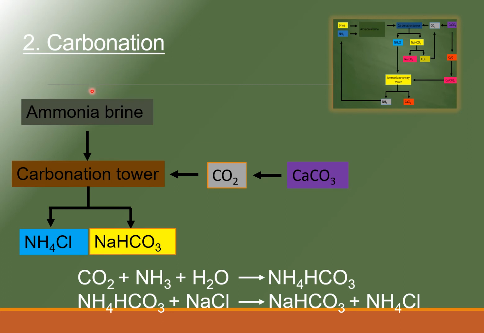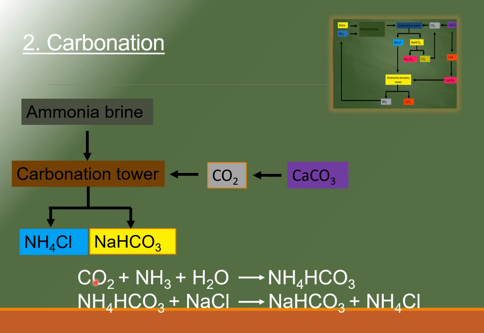The second step is the carbonation. In this step, ammoniacal brine is fed into the carbonation tower, where carbon dioxide is passed through the ammoniacal brine. When we heat calcium carbonate at high temperature, it decomposes into calcium oxide and carbon dioxide. This carbon dioxide is passed through the carbonation tower where ammoniacal brine is present.